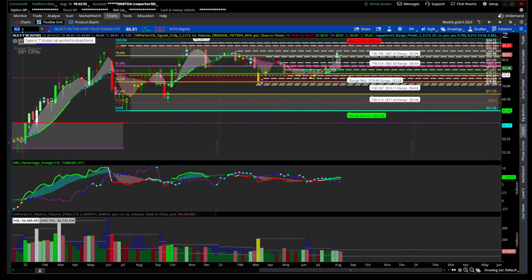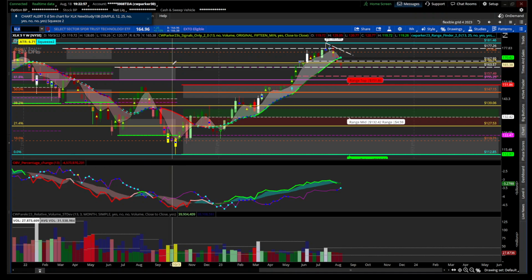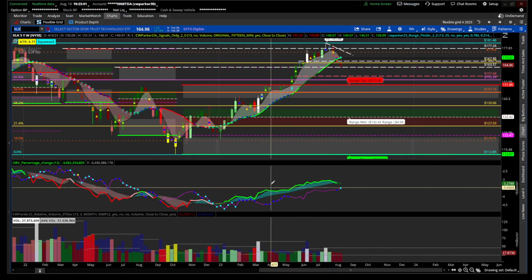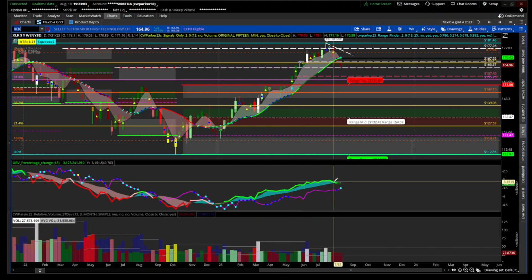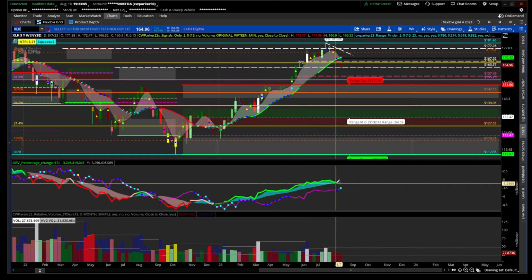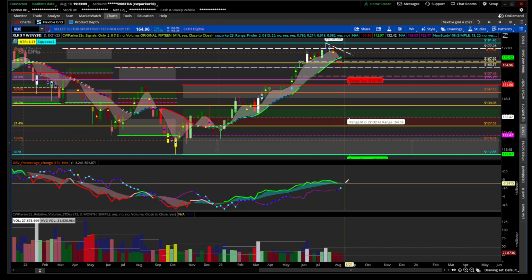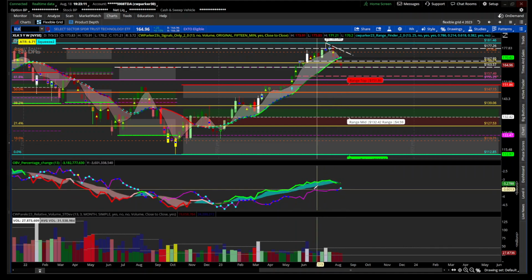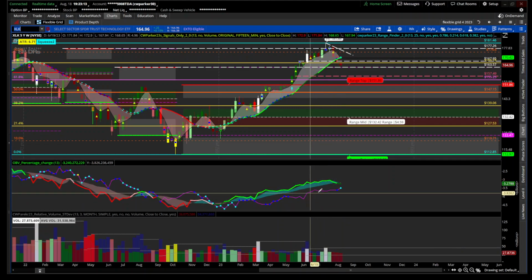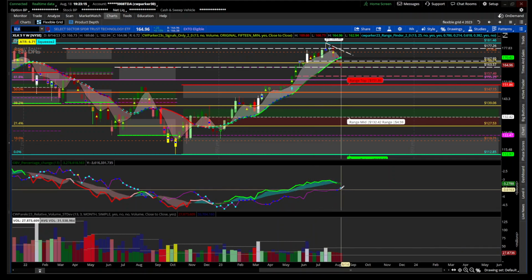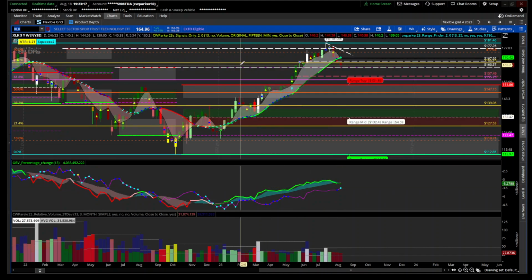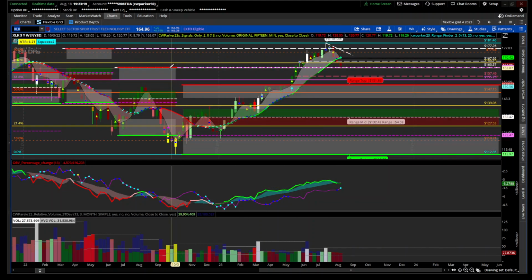So that's XLE. So we go to XLK, the technology sector. And for the most part, this is what it looks like on a weekly. You can see our on balance volume line right here faltering. You can see the cloud has twisted over, but it hasn't crossed below our momentum line. And it's also giving us a tighter squeeze right here.